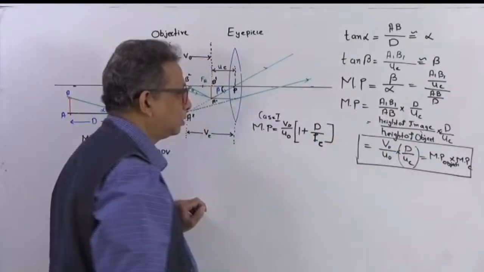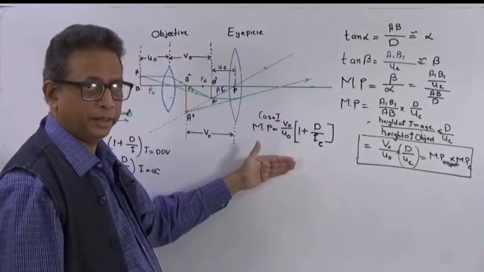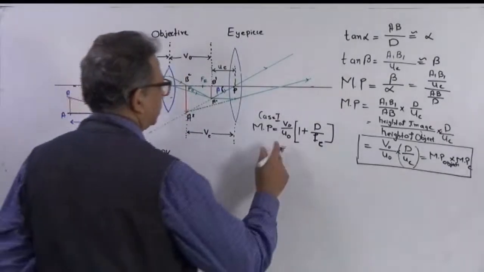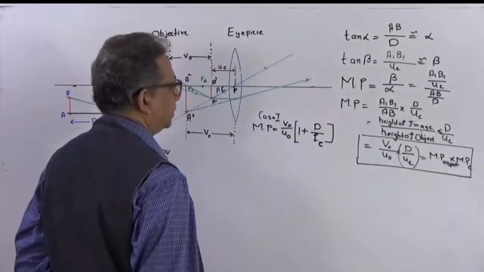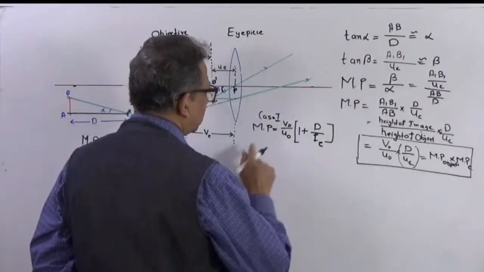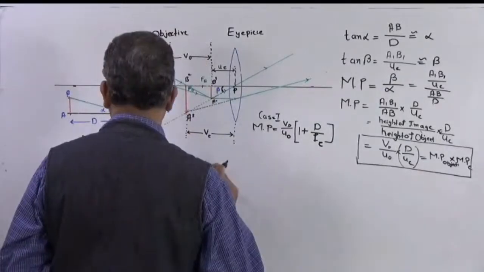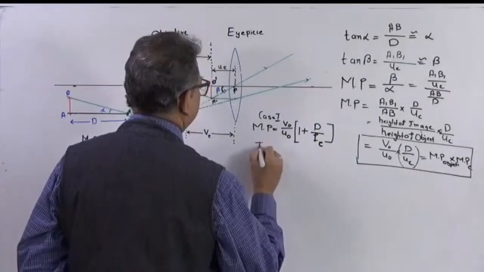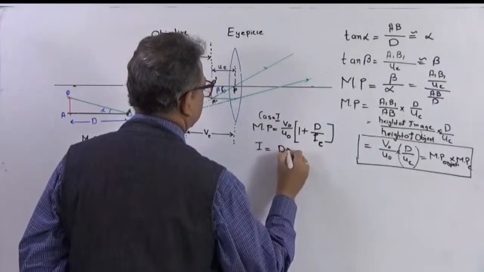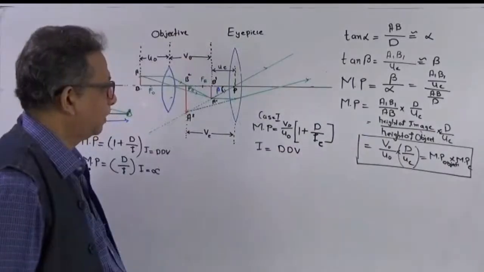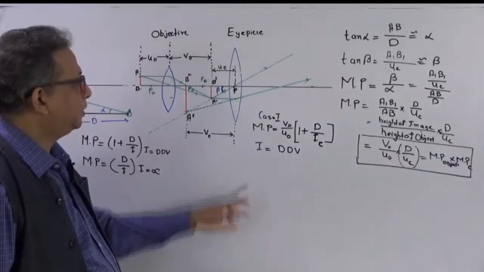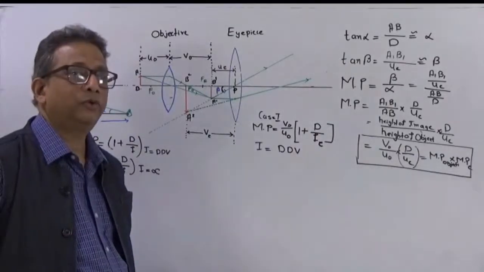I am not going to explain the same thing again here. Now similarly, in case 2, or let us discuss case 1 further. Now in this case 1, this was when the image was at DDV, distance of distinct vision. When the image is at DDV, this will be the magnifying power that you have to use in your problem.